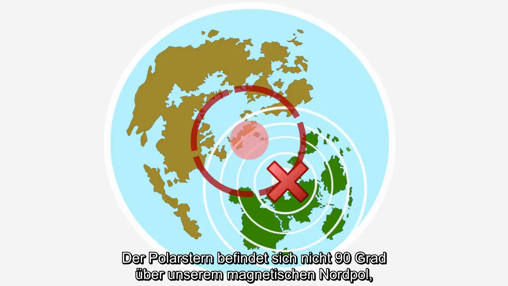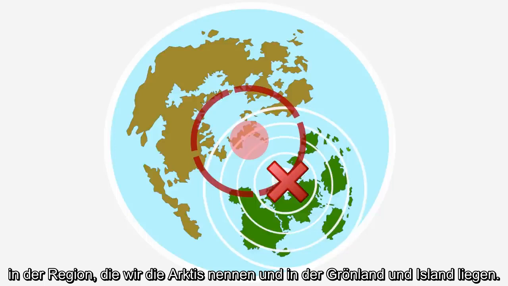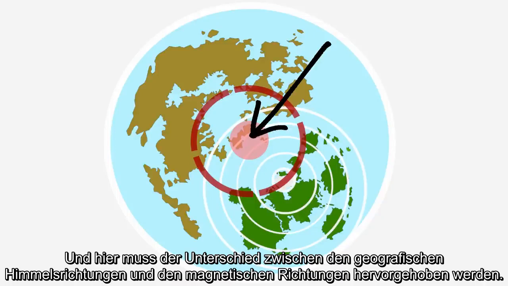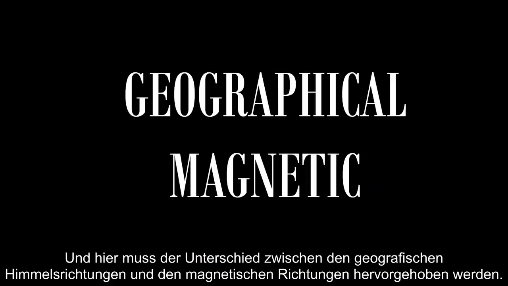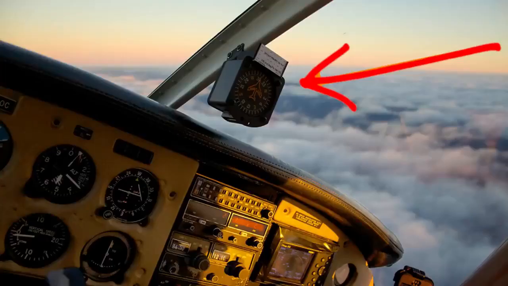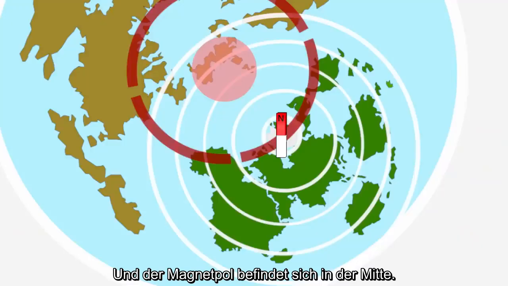Polaris is not situated 90 degrees above our north magnetic pole, in the region we call the Arctic, home to Greenland and Iceland. Polaris rests above the vortex at the center of the greater realm. And this is where the distinction between geographic cardinal directions and magnetic directions needs to be emphasized. When we travel across our known world, or the land within our toroidal magnetic field, we use a magnetic compass, and the magnetic pole is in the center.